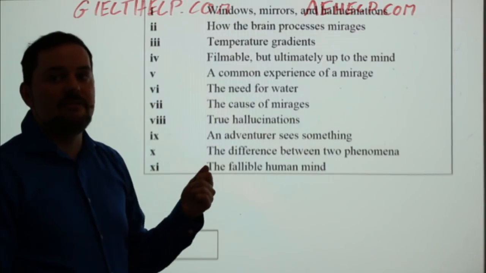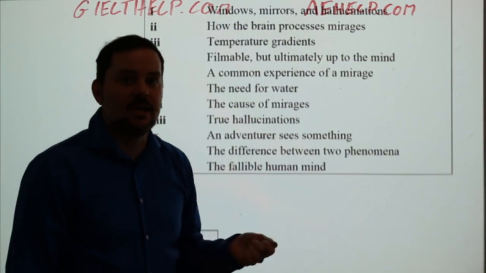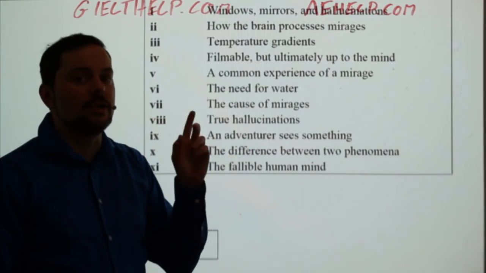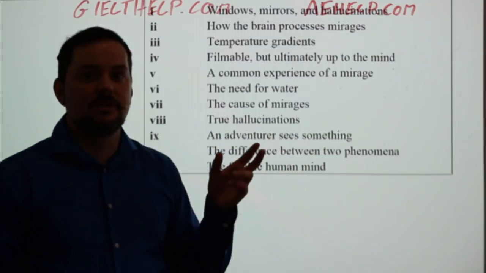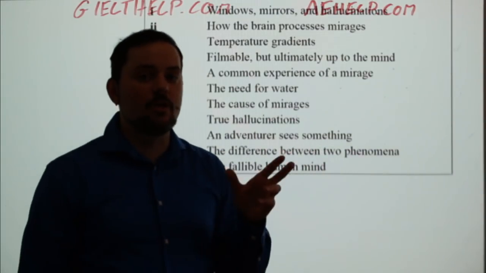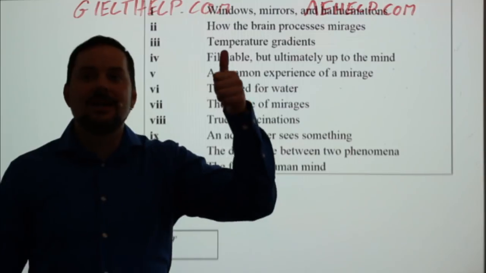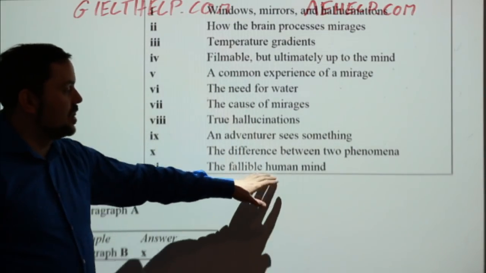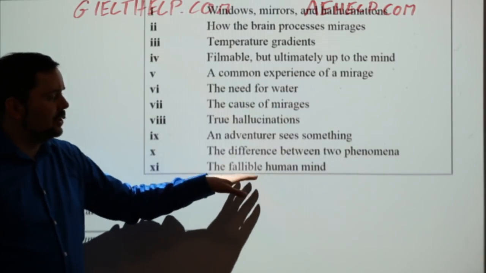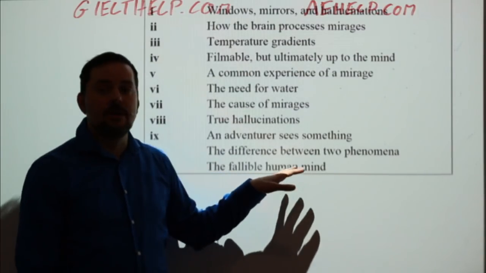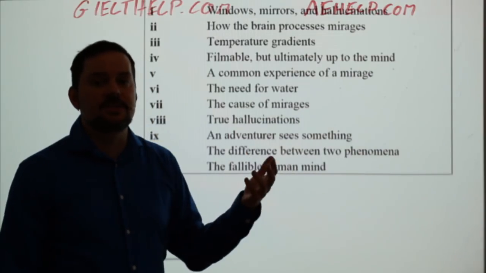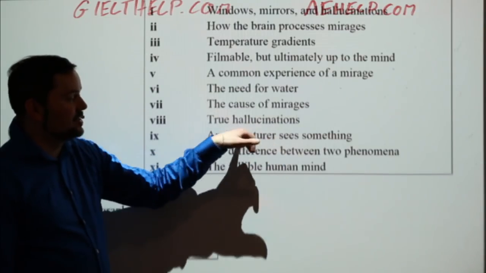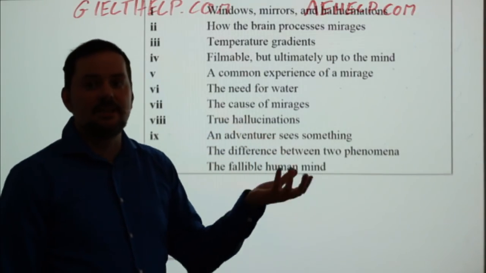What is this paragraph about? It's about a man, okay? So the man is the adventurer. It's the topic question. It's the what question, not the why question. Okay, not the how question. It's the what question. What is this paragraph about? It's about a man. Okay? The fallible human mind is not correct because it's not talking about the human mind being wrong or making a mistake. Remember, all of us would see that water. Okay? So the topic is the adventurer. The subject of the story is the adventurer.